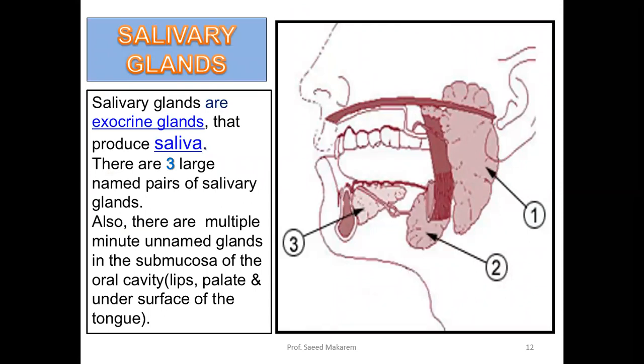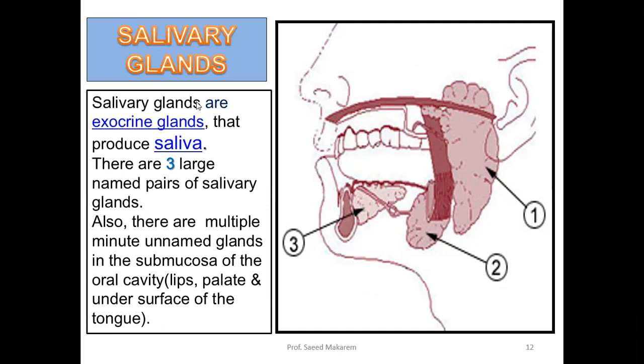This was about the pancreas. Now going to the salivary glands. As you know, there are three important salivary glands. The salivary glands are exocrine glands because they have ducts, and they produce saliva. They are around the oral cavity. There are three large named pairs of salivary glands, paired because they are on either side, right and left.